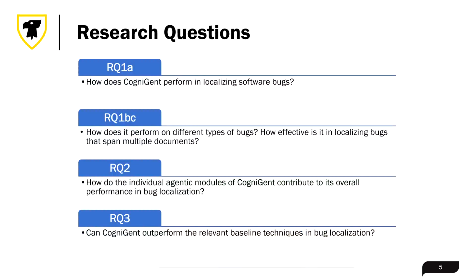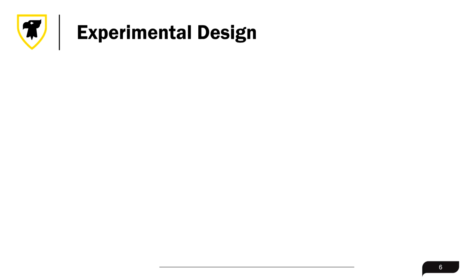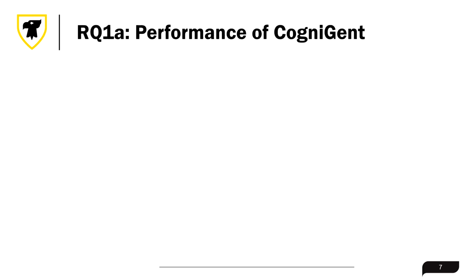Now, clearly, I will not have enough time to explain the results in detail. For that, you have to read the paper. But we try to answer four different research questions, and we used 591 bug reports, and we have used multiple LLM models for our experiment, and we have replicated five different baselines, and we have used the usual metrics.